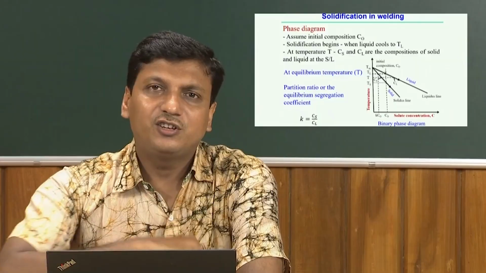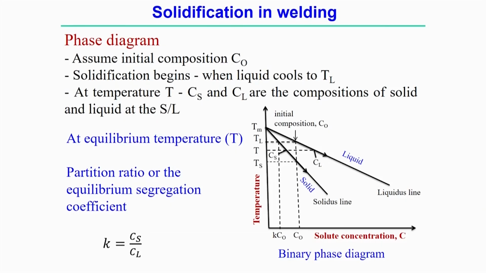Now, if we further discuss the phase diagram, we assume the initial composition C0, and solidification starts when the liquid cools down to TL. Starting from some superheated temperature, exactly at the TL point the solidification starts, and gradually it solidifies until it reaches the solidus line, where we can say the solidification is complete.